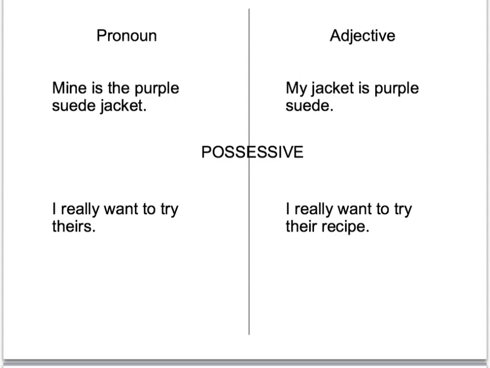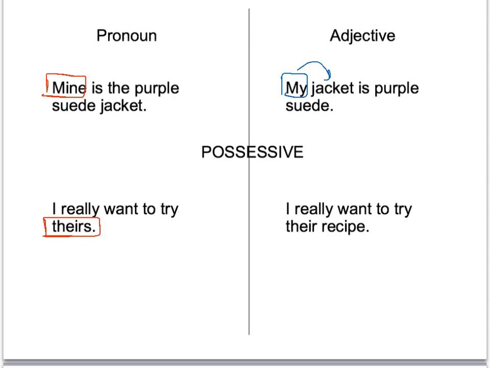And finally, possessives work in the exact same way. Mine is the purple suede jacket. It comes in front of a verb. Mine is standing in for the jacket. Mine is the subject of that sentence. I really want to try theirs. Theirs what? We don't know. It's standing in for something. On the adjective side, my jacket.